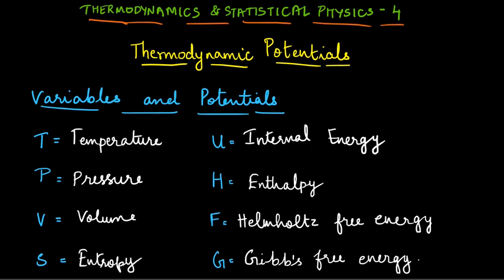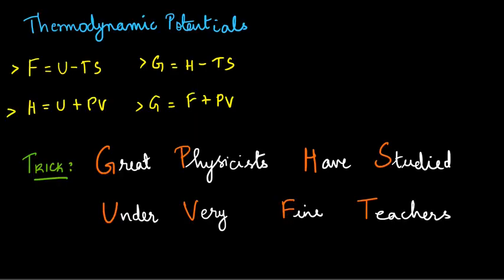First, I'm going to let you know how to get the thermodynamic variables. These are the thermodynamic potentials F, G, H, and again G. These are some of the formulas for F, G, H, and G: Helmholtz free energy, enthalpy, and Gibbs free energy. These are the general thermodynamic potential formulas given in all the books, and they are very important to remember.